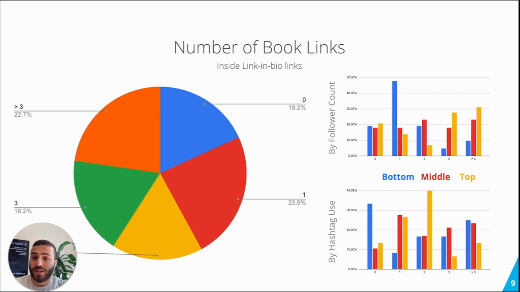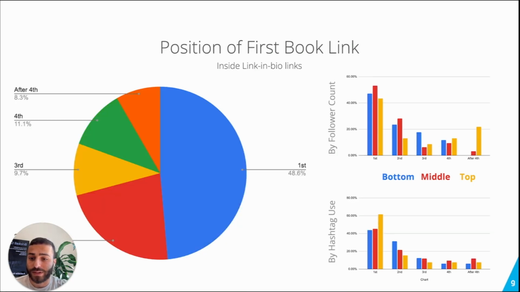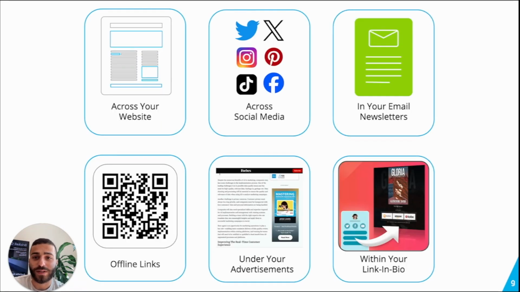If we study the number of book links that were inside link in bio tools, we can see that 1 was the most common, but still authors sometimes included 2, 3, or even more book links there. Again, we can see that the book link was oftentimes the first place that authors sent readers inside their link in bio, but it was not the only place. So these are the 6 places where I see authors use universal book links the most.